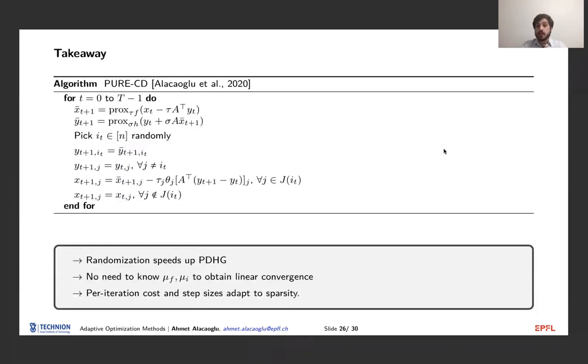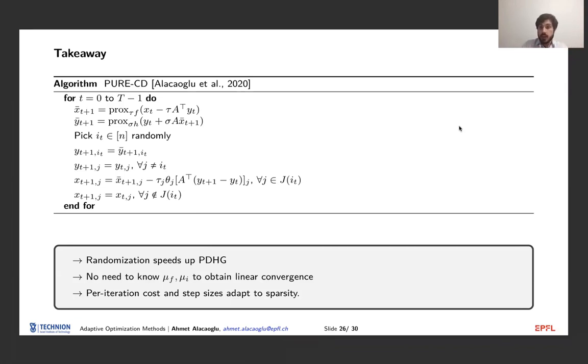And the message of this part is that first, we see again that randomization speeds up the primal dual algorithm. And in addition to the previous part where we covered SPDHG, we have the unique benefit of pure CD, which is that both the per iteration cost and the step size depend on sparsity. So when we have sparse data, we both get better theoretical performance and also better practical performance.